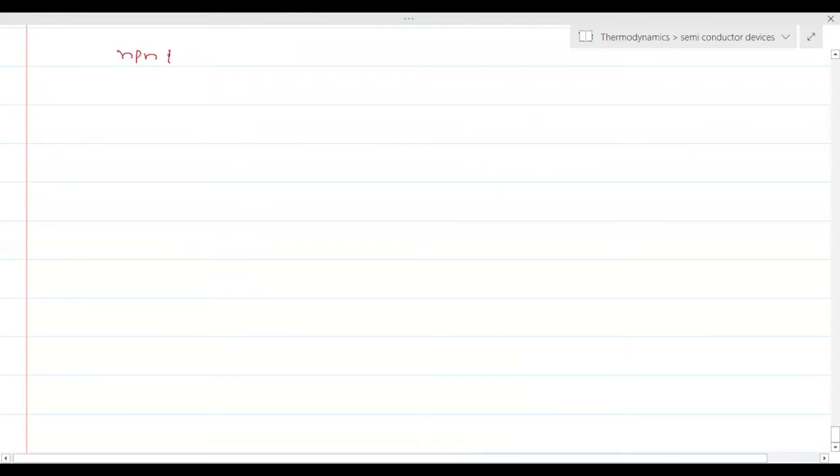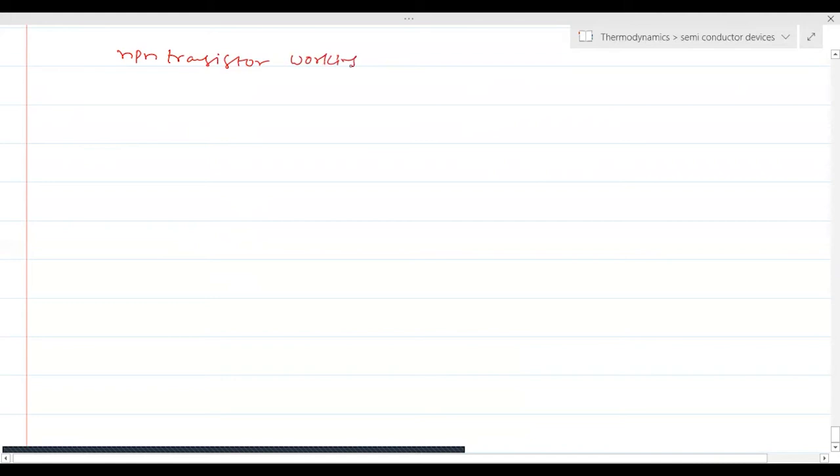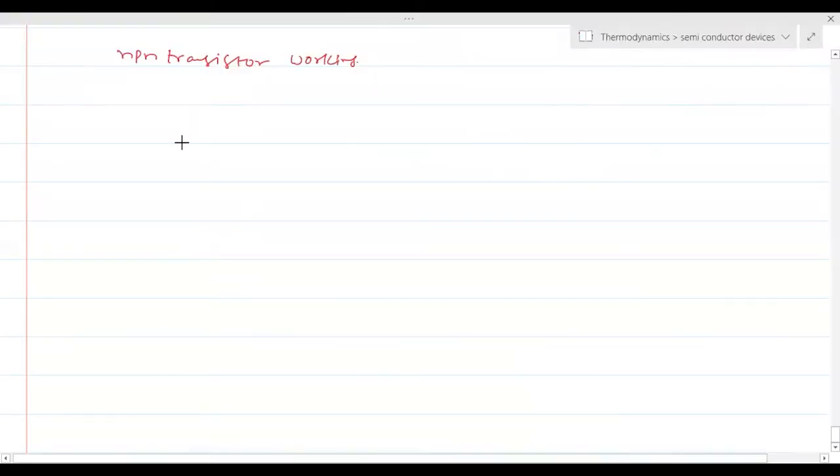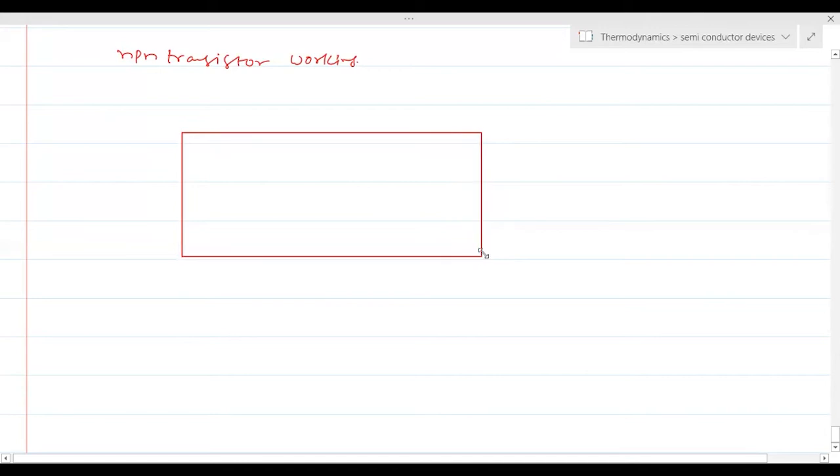NPN transistor working. So first we understand how a transistor will work, and later we will think of their characteristics and study their respective current gain and amplitude.